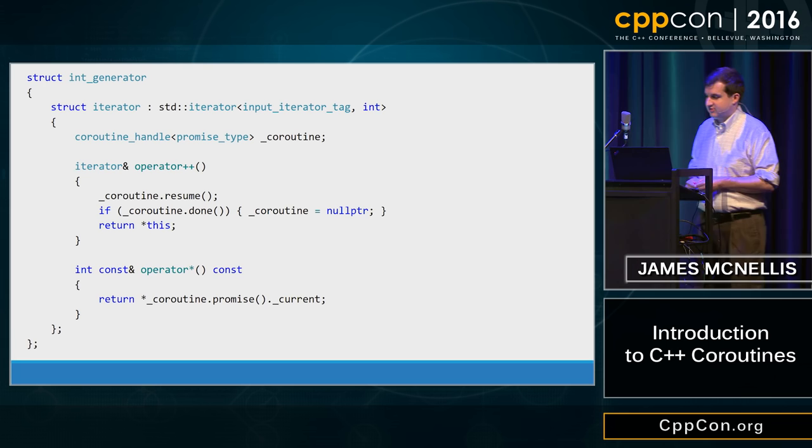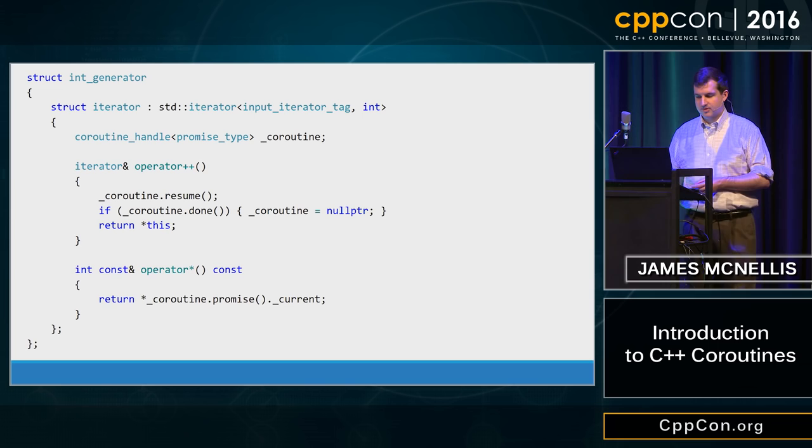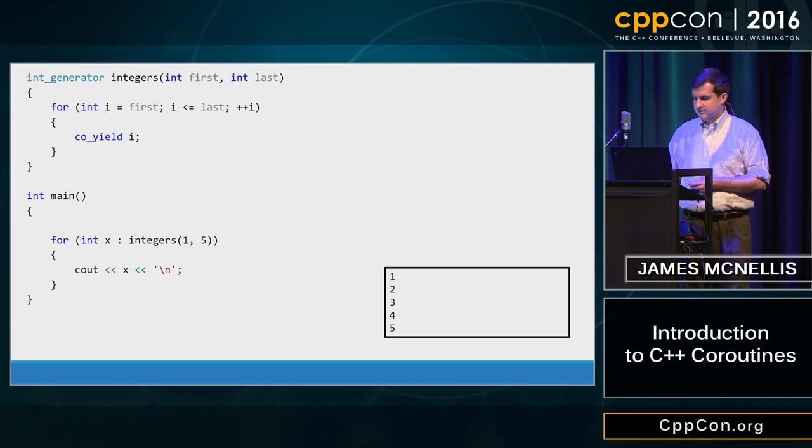The actual iterator itself just has to be an input iterator, because obviously we can't iterate multiple times with this single coroutine. Once we've moved on to the next value, there's no way for us to get back to that previous state. Inside of the increment operator, we're just going to resume the coroutine and then again check if we're finished. And when we dereference the iterator, we're just going to get that current value from the promise. And so that is that.